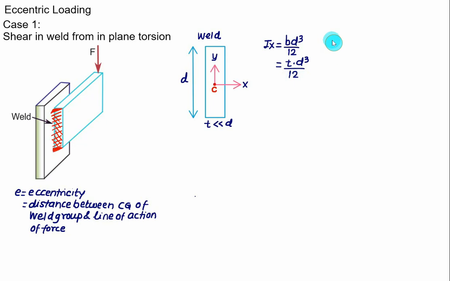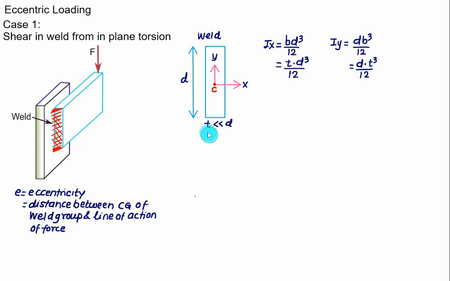Similarly, the moment of inertia about the centroidal axis y, Iy, is given as exactly opposite, that is d b cube divided by 12. This time the d will be as it is, b is replaced by t, so this value is equal to d multiplied by t cube divided by 12.